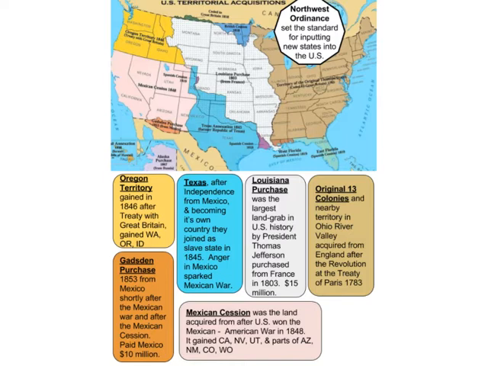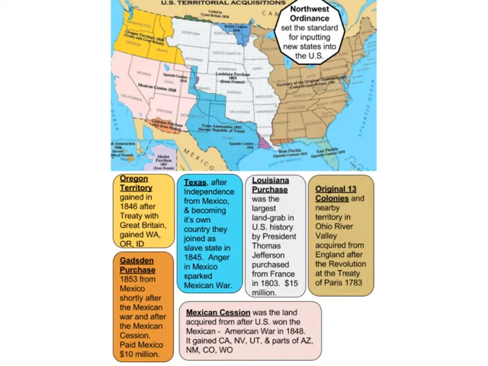Well, and then not long after that, you see the white on the map and then the white below it. The white on the map, that's the Louisiana Purchase. It was the largest land grab in U.S. history, and it was by President Thomas Jefferson, the third U.S. president. He purchased this land from France in 1803 for $15 million.